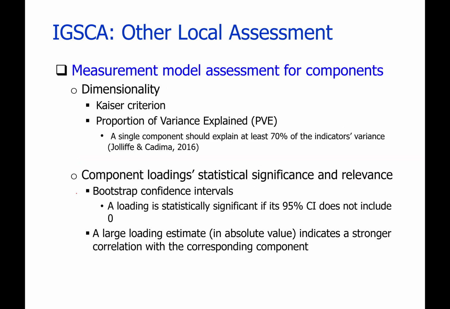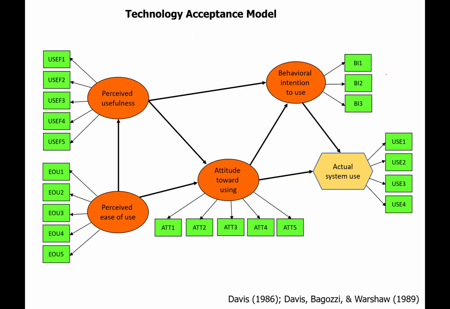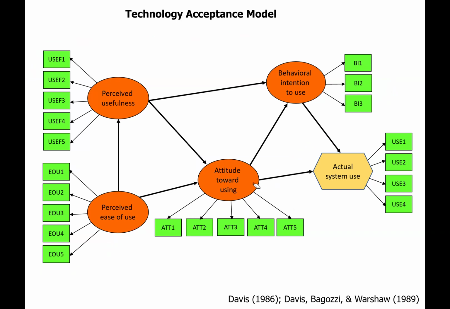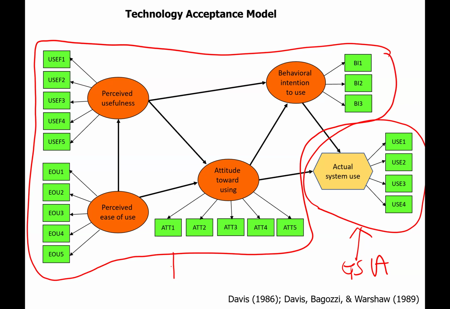We also have the measurement model, and actually there are two parts: one part with only components, another part with only factors. Let me go back to this example. We have a measurement model between indicators and factors, and a measurement model involving components. For the part involving components, we apply the metrics we used for GSCA. For the part involving factors, we use the metrics we used for GSCA-M, which we have already discussed.